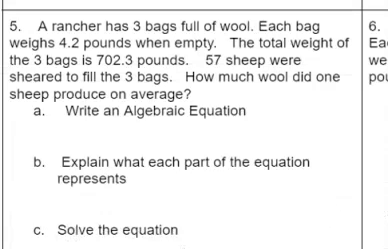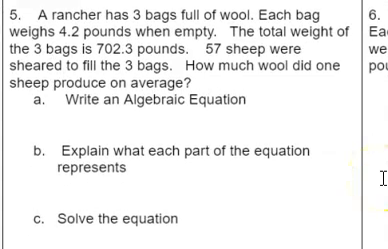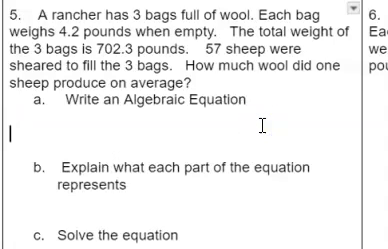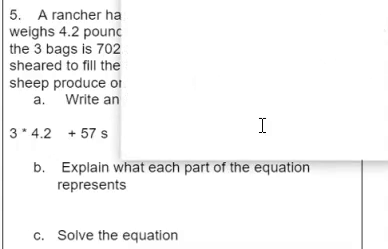Our last problem says a rancher has 3 bags full of wool. Each bag weighs 4.2 pounds when empty. The total weight of the 3 bags is 702.3 pounds. 57 sheep are sheared to fill the 3 bags. How much will the 1 sheep produce on average? Write an algebraic expression. So we got 3 empty bags at 4.2 plus 57 sheep's wool, so that's 57S.